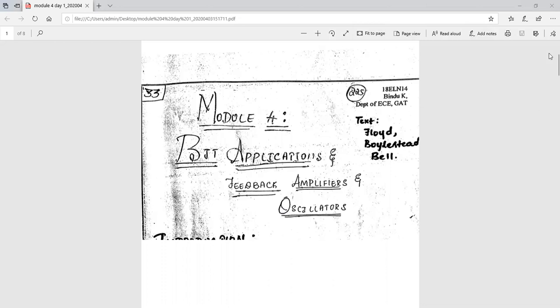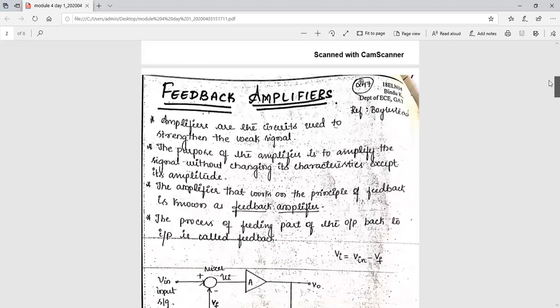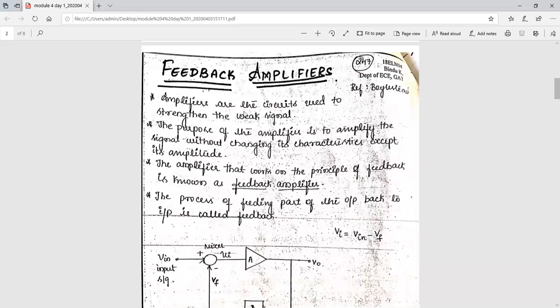And if you see, feedback amplifiers are the circuits used to strengthen the weak signals, like how we have seen in operational amplifiers. We know that amplifiers will amplify any weak signal and give the amplified version of that particular input weak signal. The process of amplification is to amplify the signal without changing its characteristics except its amplitude.